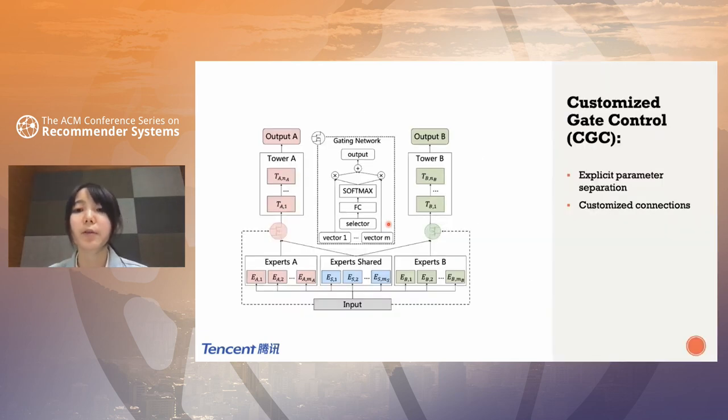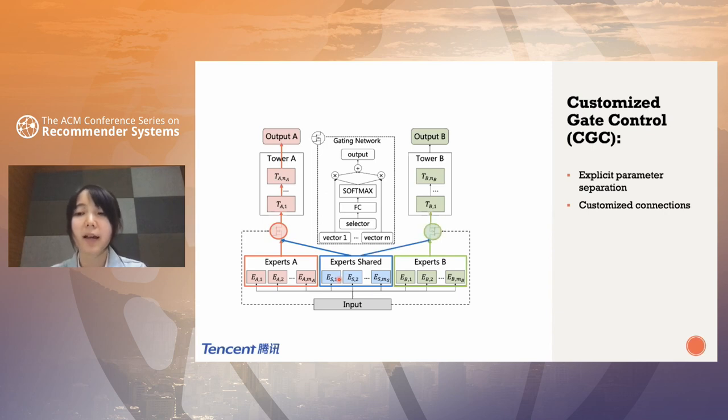So we first introduce a customized gate control model called CGC. CGC separates task-specific and shared experts explicitly. The blue boxes in this figure are shared experts. They are intended for learning sharing patterns. The green and red ones are task-specific experts to learn task-specific patterns.